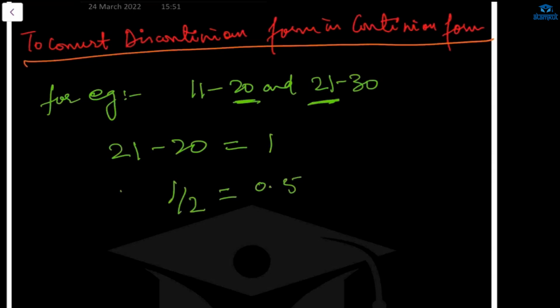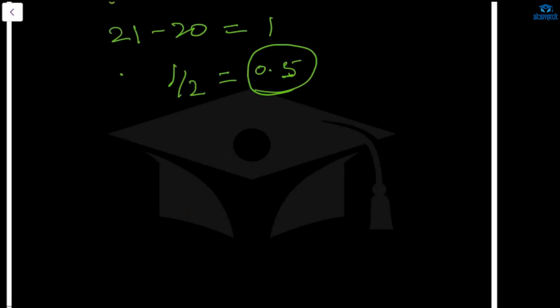Understood till here? Any doubt? Now you see what we are going to do with this half. Why have we taken out this half? We are going to subtract this half from the lower limit and add it to the upper limit.